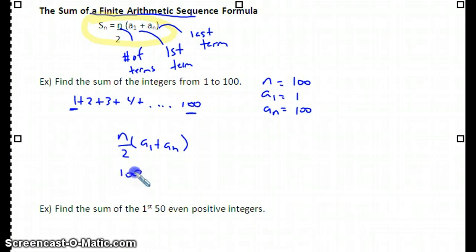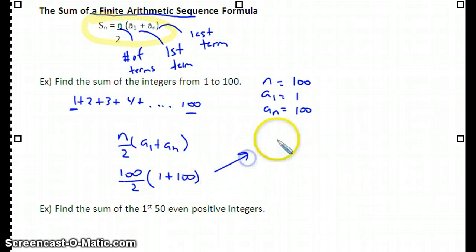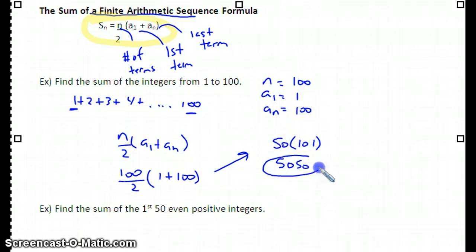So plugging it into the formula, if I write the formula down over here, it would be 100 over 2 times 1 plus 100, and so that gives us 50 times 101, and that gives me 5,050 as my answer. Again, I could verify this by taking the time to add 1 plus 2 plus 3 plus 4 plus 5 and so on all the way up to 100, but that's going to take me quite a bit of time. So this is the shortcut to not having to do all of that.